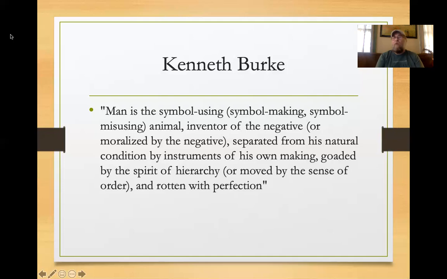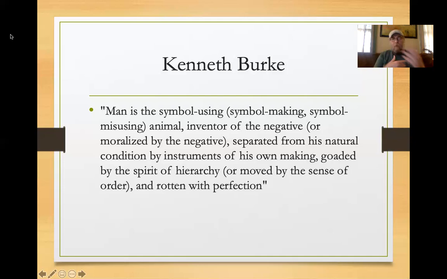I love this last phrase, rotten with perfection. I'm not going to explain that one. I'm just going to leave that one hanging. What do you think it means by rotten with perfection? It's a neat quote, and there's a lot packed in there. And again, this is something that we have in composition theory, but we'll refer to it throughout the semester.